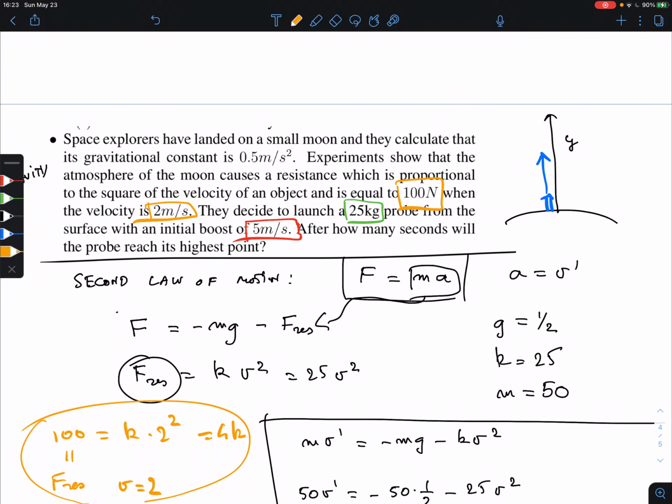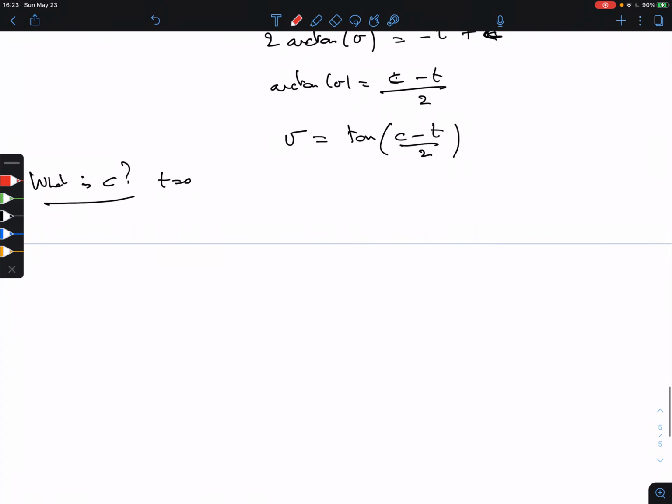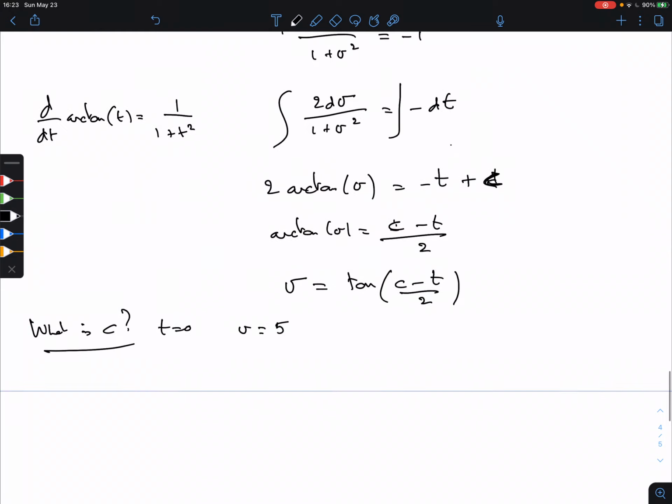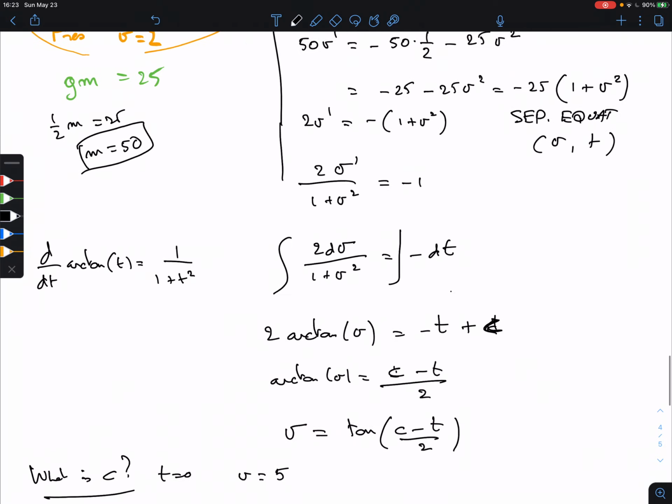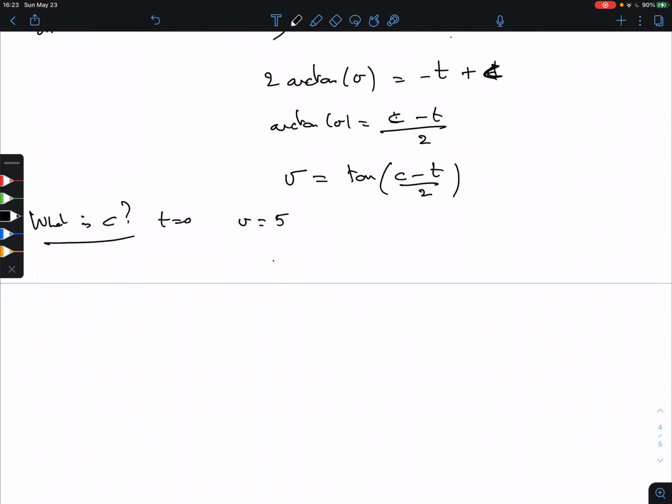I just want to make sure that you see all the numbers are being used now. So 5 meters per second, that is the initial velocity. So we get that v at t0 is 5. Did I say 5? Yeah, 5. So if I plug this in, I see 5 is equal to the tangent of c over 2.